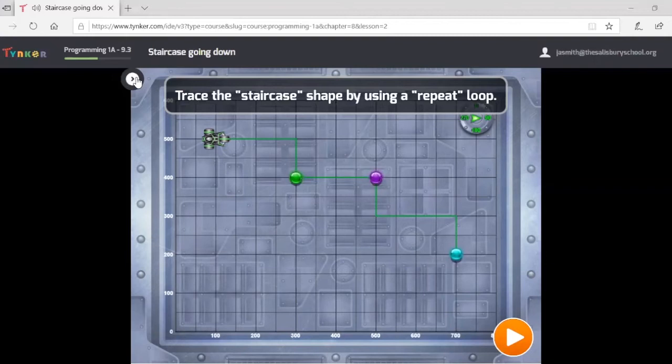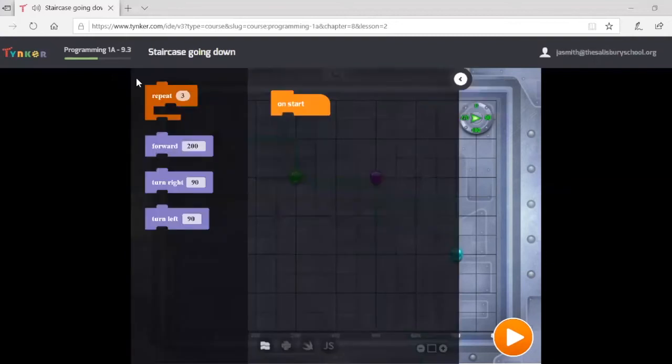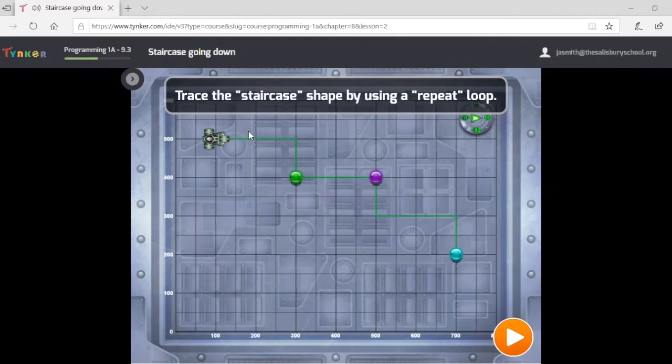So let's go look at the blocks. They've given us a repeat this time. So we know we need to go ahead and put that one in. This is going to make things a whole lot easier. Now we need to find our forward block. We're going to go forward 200. Let's look back at the picture. So we're going to go forward 200.